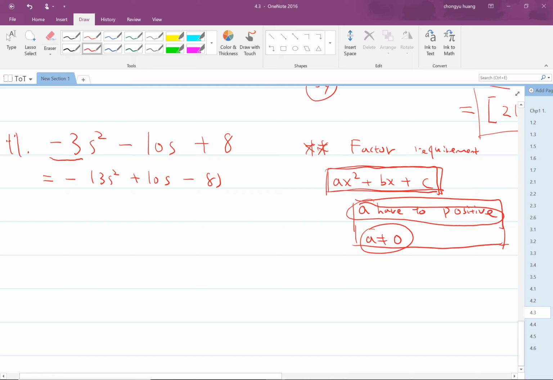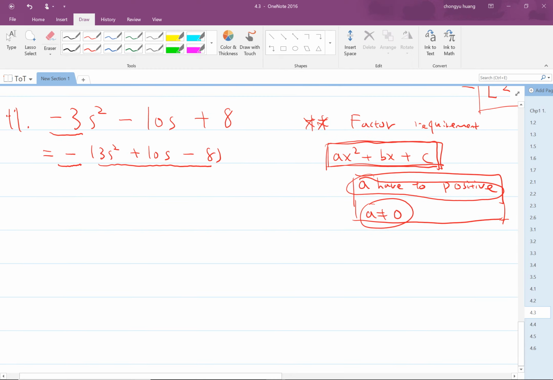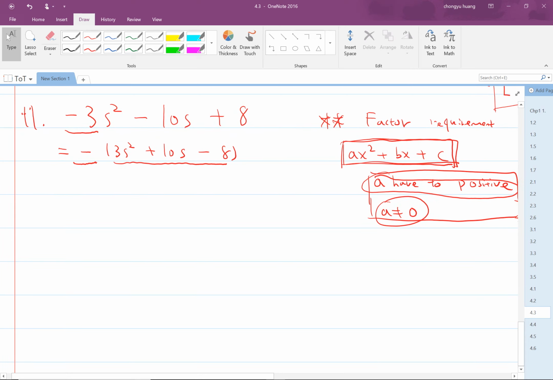So what you can see over here is that we pull out the negative. We put the negative on one side, and then we put the same in the bracket, right? So now we are able to do the factoring. What we're going to do over here, we're still going to follow the method, right? So what we have is 3s and then s, right?